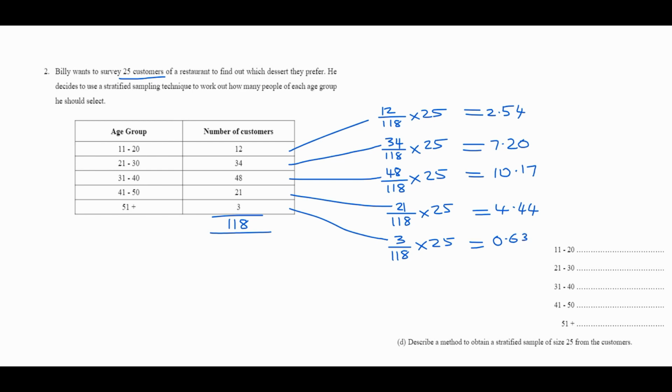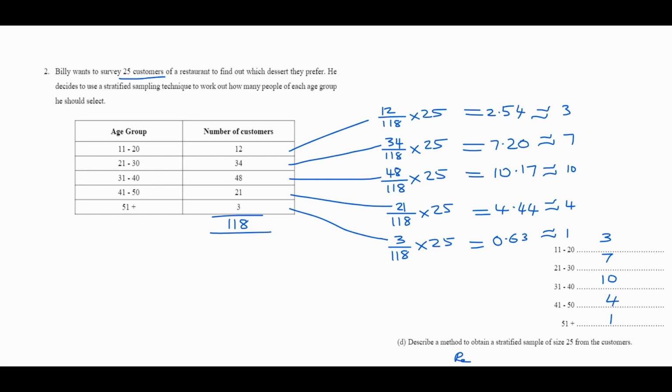Right, 0.63 I'm definitely going to put as a 1, and this one is 4, and this one definitely 10, and this one is 7. So if I add 7, 10, 4, and 1, that is 22, and this is going to be 3. So here you go: 3, 7, 10, 4, and 1. If you add these, that comes to 25. Describe a method to obtain the stratified sample of size 25 of the customers.